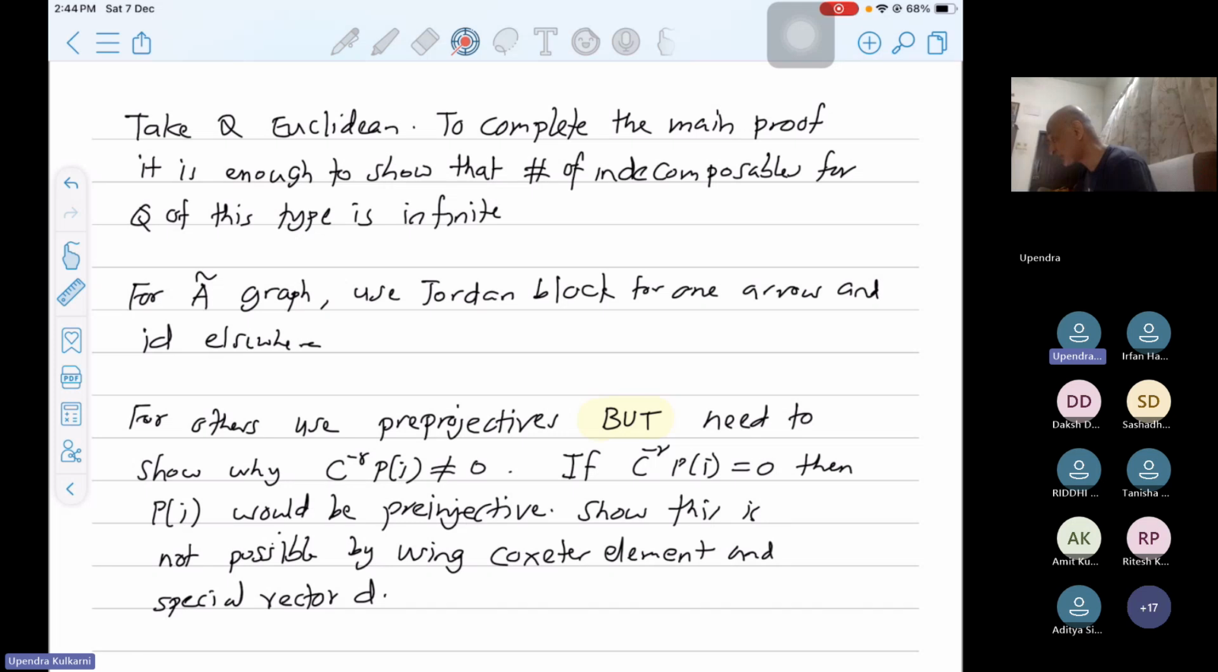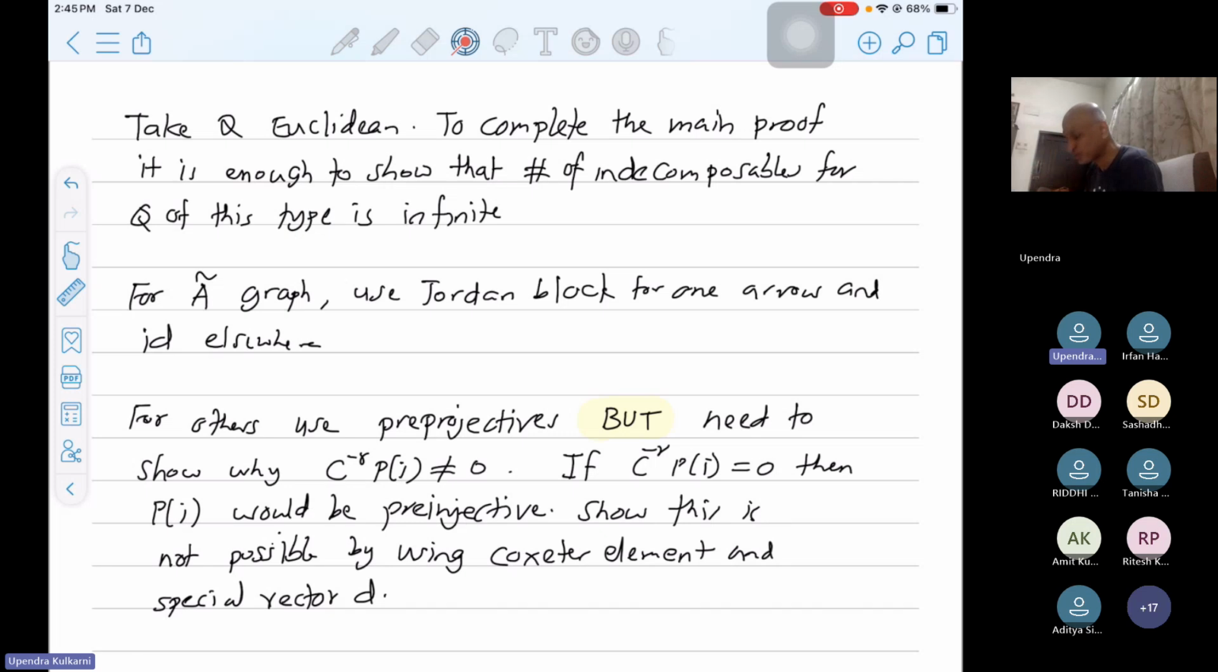Now it's a simple matter of checking that a representation constructed in such a fashion will be indecomposable if and only if the original representation that I put for the Euclidean diagram, or for that matter any diagram, this has nothing to do with Euclidean, is indecomposable. If I extend a representation from a subdiagram to a bigger diagram by just putting zeros on the extra stuff, then it will not change decomposability or indecomposability. All right. So the problem has reduced to showing that the number of indecomposables for a Euclidean quiver is infinite.